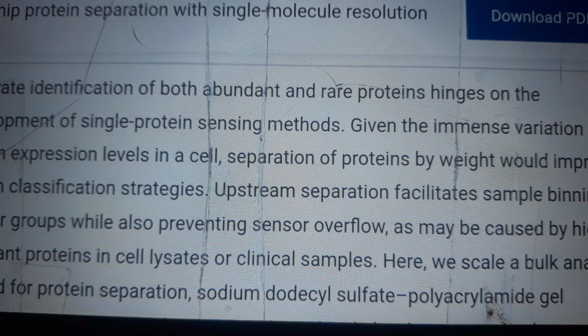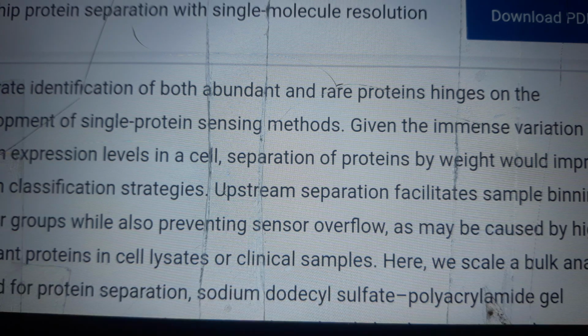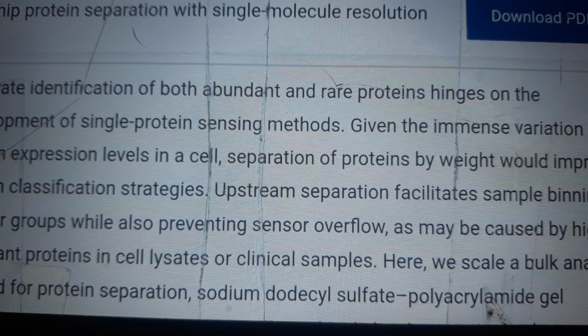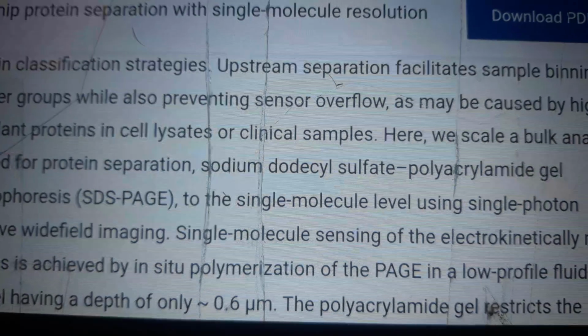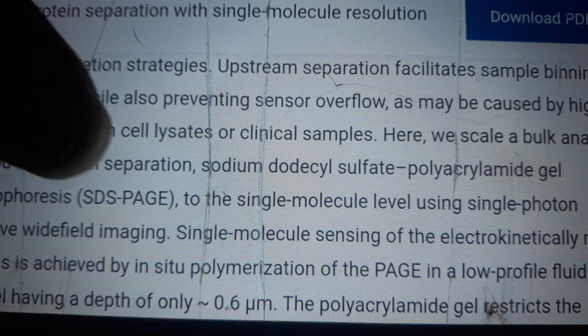Abstract: accurate identification of both abundant and rare proteins hinges on the development of single protein sensing methods. Given the immense variation in protein expression levels in a cell, separation of proteins by weight would improve protein classification strategies, facilitate upstream separation and sample binning into small groups, while also preventing sensor overflow, as may be caused by highly abundant proteins in cell lysates or clinical samples.